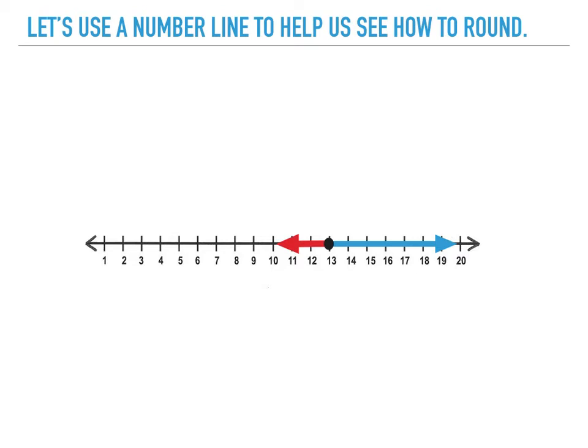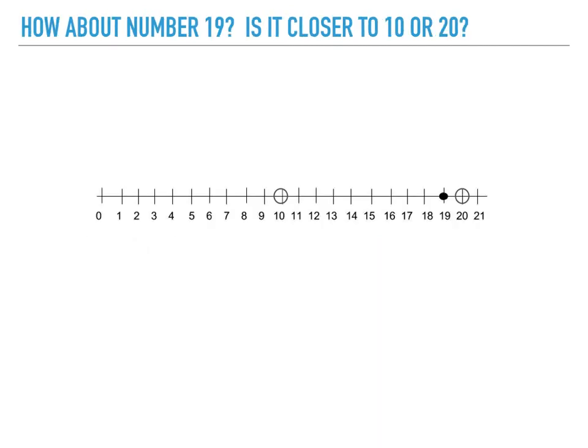First, let's use a number line to help us see how to round. Let's look at the number 13. If we want to round the number 13 to the nearest 10, we look at our number line and see that the number 13 lies between the number 10 and the number 20. So the next question we have to ask ourselves is, is 13 closer to the number 10 or is it closer to the number 20? Here we can see that 13 is closer to the number 10 than it is to 20, so we are going to round down to the number 10.